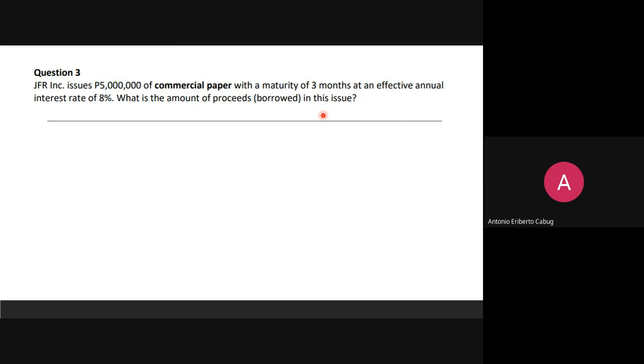Okay, for question 3, anyone? Hindi hinahanap ang interest, ha. Ang hinahanap ko dito, magkano niya natanggap nung nanghiram siya.